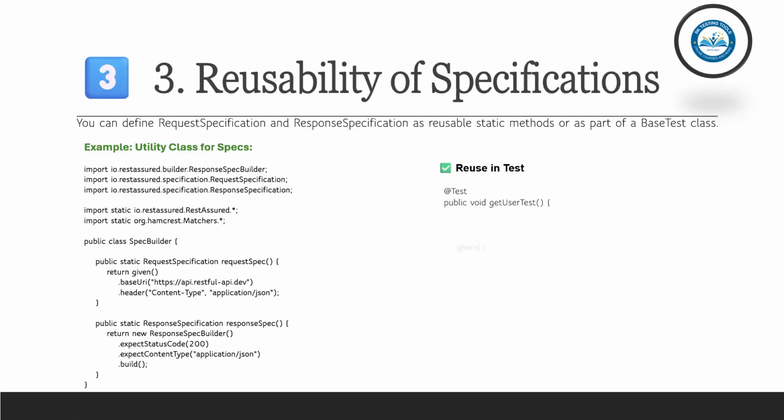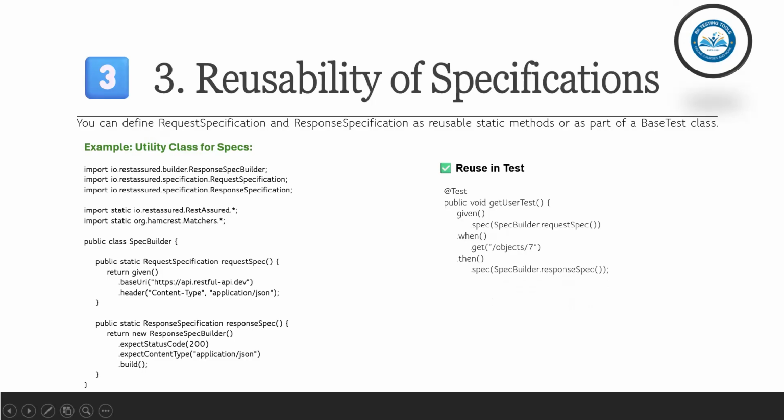So get user test given. We have to use a special method called a spec. In the spec, we can call this spec builder dot request spec, dot when get object. This is the resource URL 7.